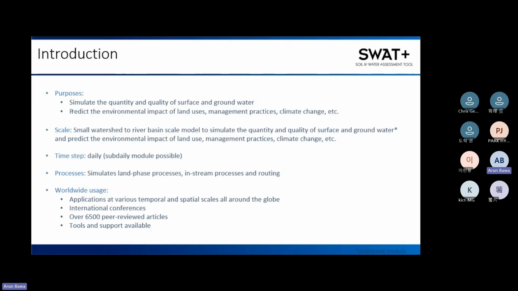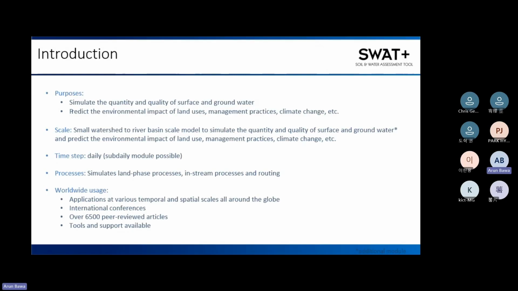And then on the temporal scale side, the classical SWAT runs on a daily scale. So you will provide your inputs, mainly the weather inputs, at a daily scale, but the outputs you can get at a daily scale, monthly scale, or annual scale. But behind the scenes in the classical model, it is running at the daily scale. So you are providing inputs at the daily scale.